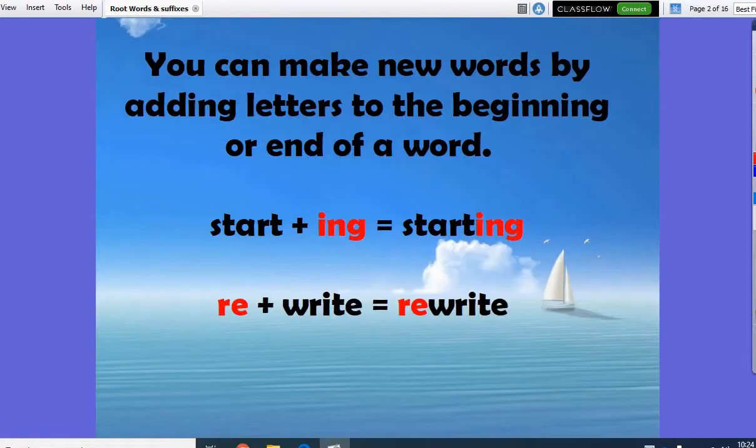So just to remember that when you have a word, it's called a root word. So just a normal old word like start or write was your root word. And then you can add letters to the beginning or the end to make new words. Like in start, we added ing and made starting. We added it to the end. And in write, we had the letters re, and we added it and made a new word, rewrite. So we can add letters to the beginning or the end.